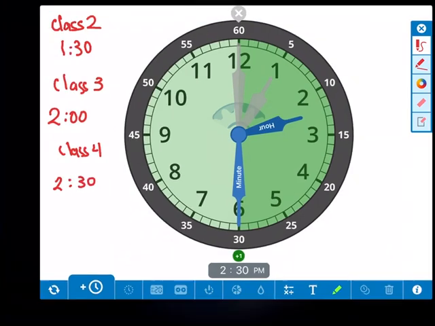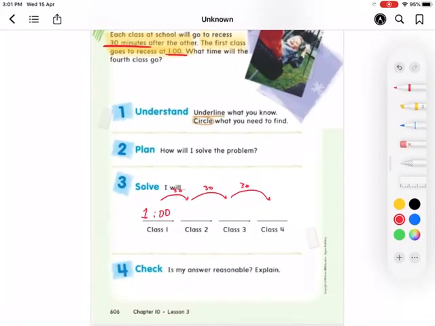Can you see? Now let's go to our book and let's write our answers. So 1:30, 2, and then 2:30 for the 4th class. So if you notice, what is changing here?